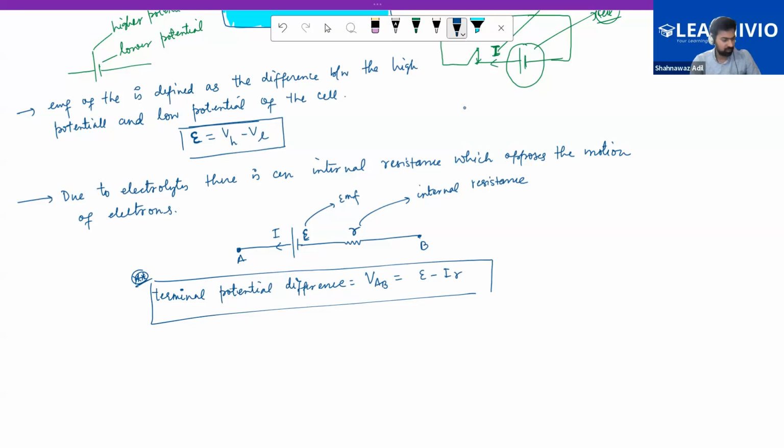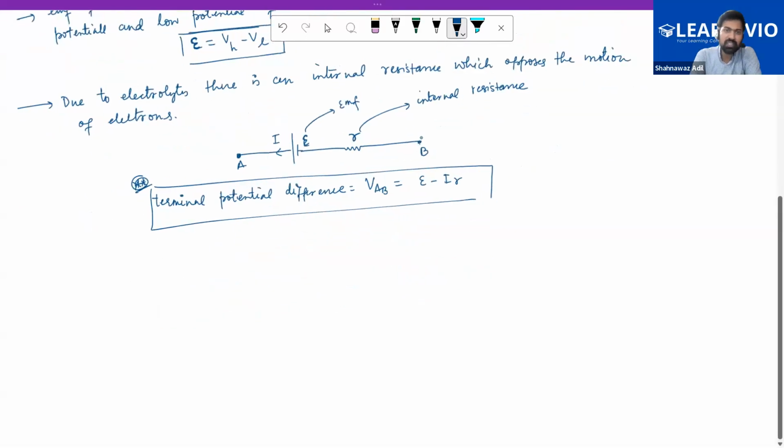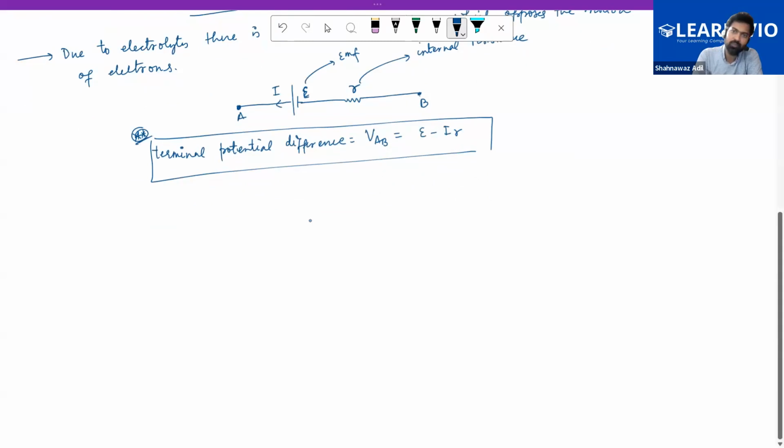Okay, so now there would be two cases, right? One is that the cell is discharging and it is providing the EMF to the other device. So there are two conditions for a cell.